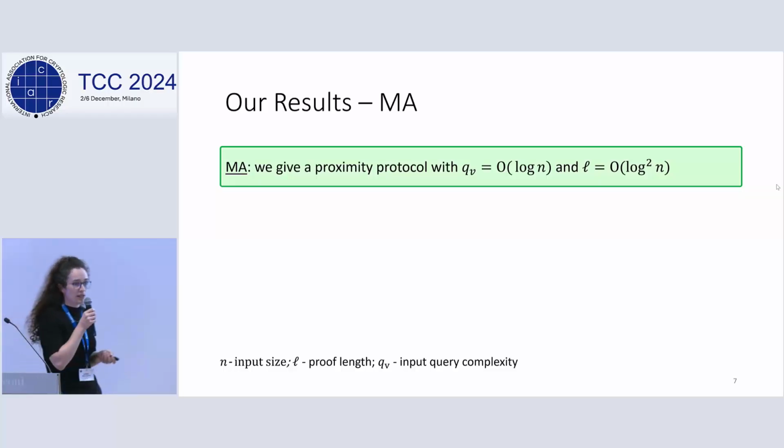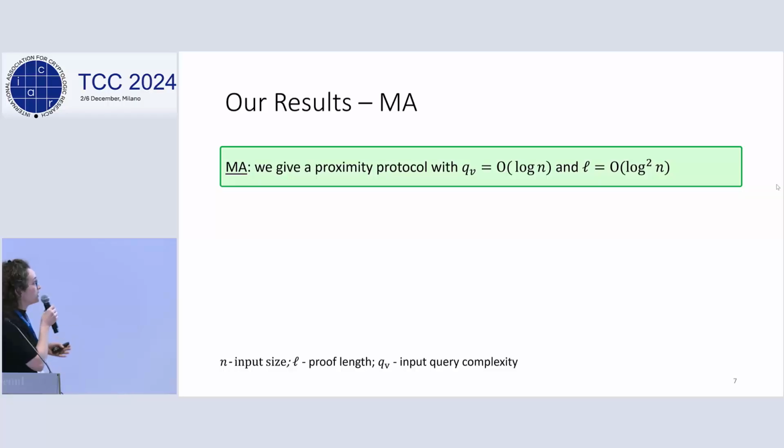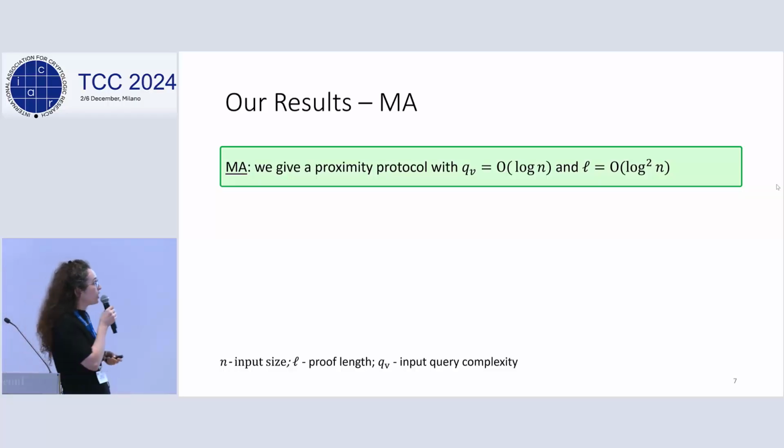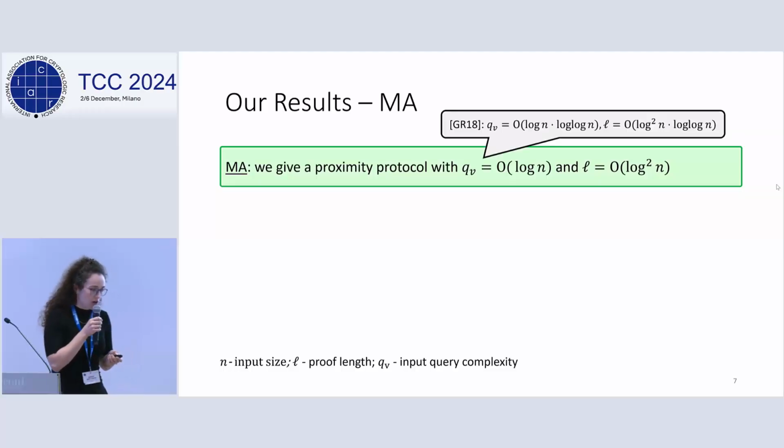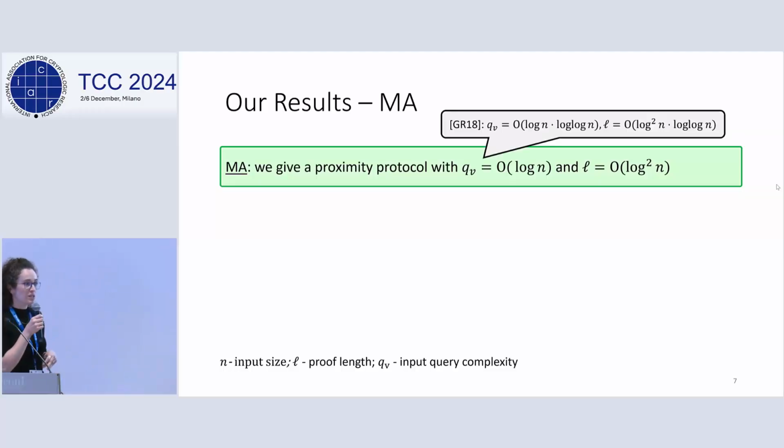In the MA model, we provide a proximity protocol where the verifier reads log n bits from the input, and the proof length is log squared n. Compared to previous work, this is an improvement of a log n factor.